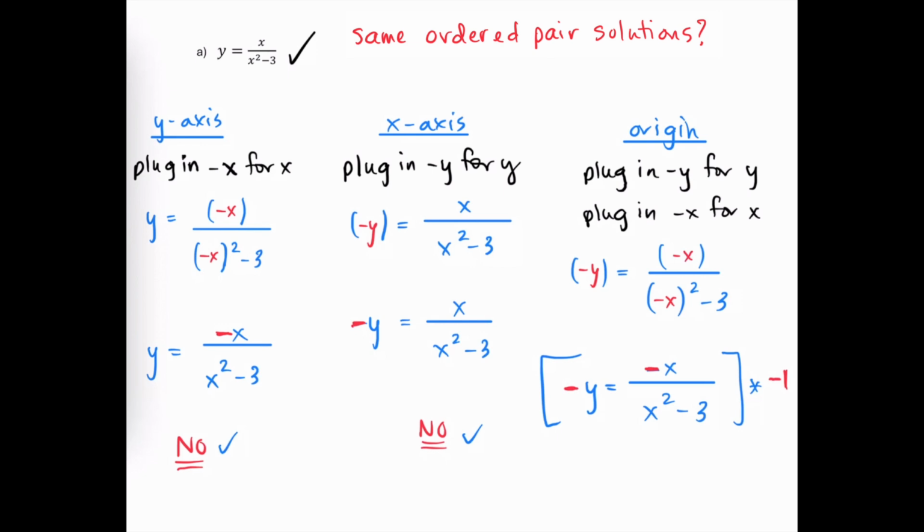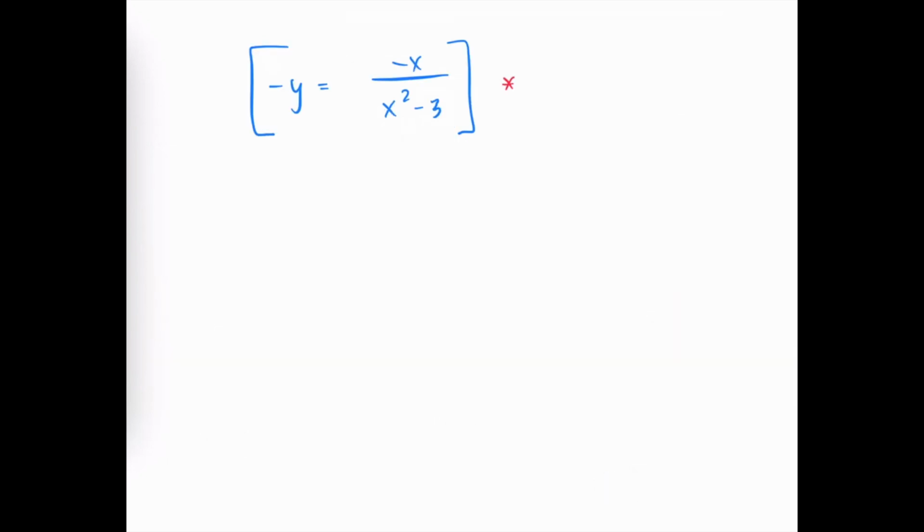So if we multiply this by negative 1 on both sides, we see that on the left-hand side we now get positive y, and on the right-hand side we now get positive x over x squared minus 3. Now just to make sure that last step was clear, I'm going to take a little bit more space. The left-hand side multiplication, pretty simple. We've got negative y times negative 1 is definitely positive y.